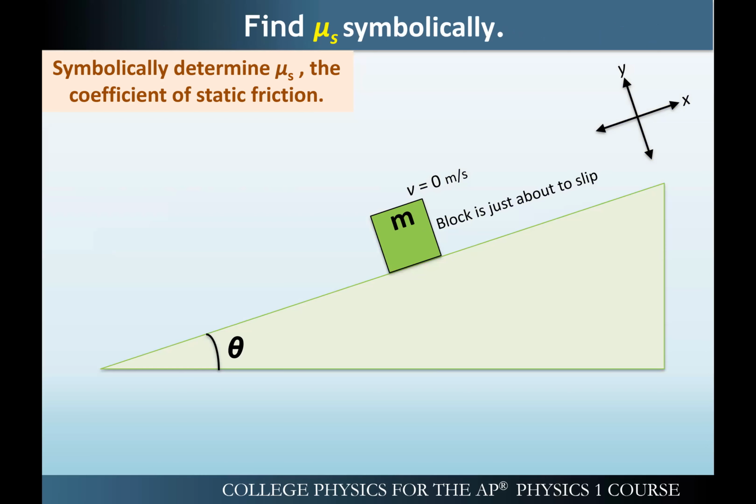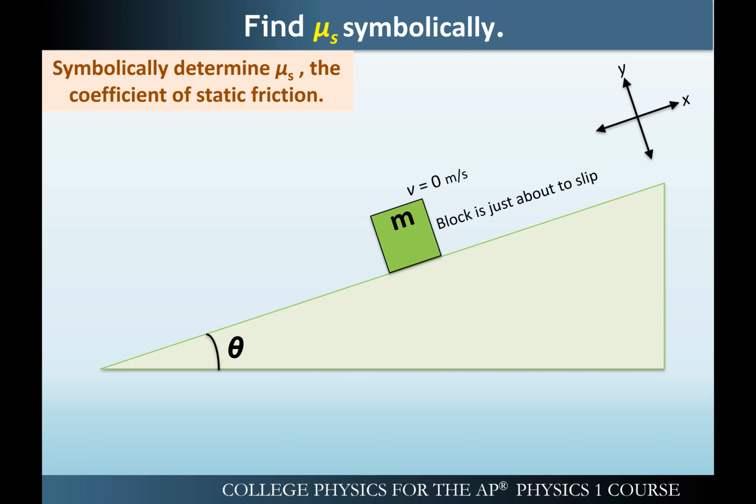So we are going to symbolically determine the coefficient of friction using just variables and no numbers. And I'm doing it right after because you've just seen the process. We're going to go through the same steps. So I'll go through it fairly quickly. I'll go through it hopefully slow enough you can jot some things down if you want to follow along.